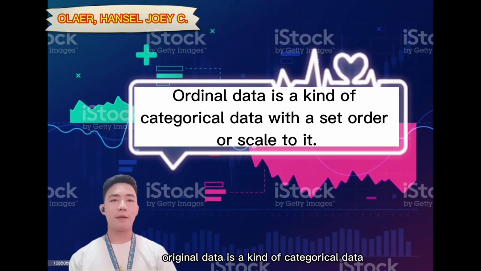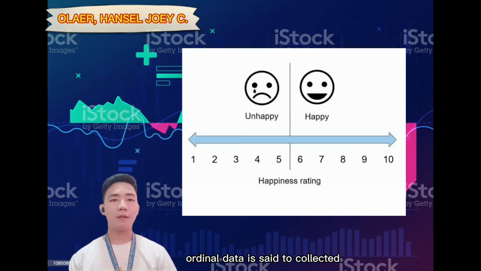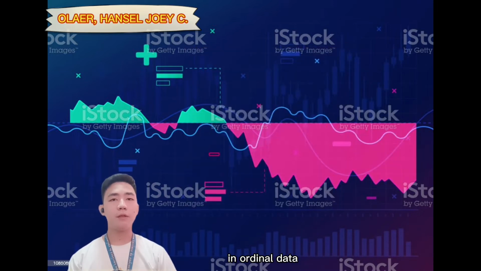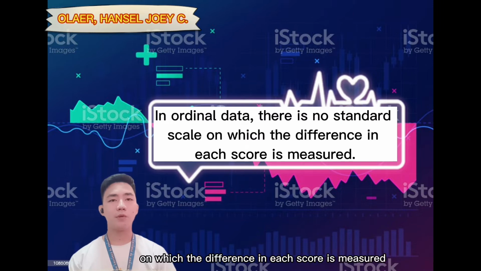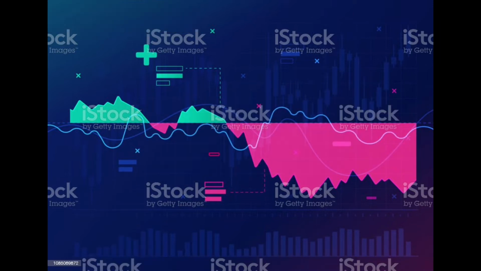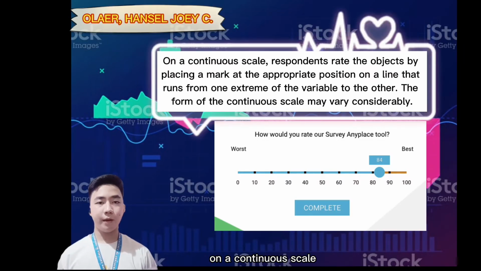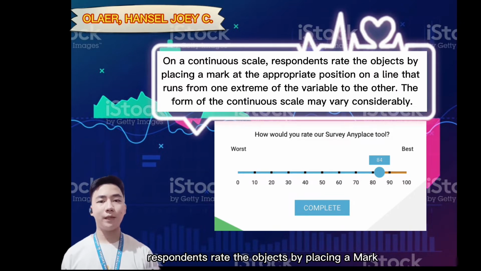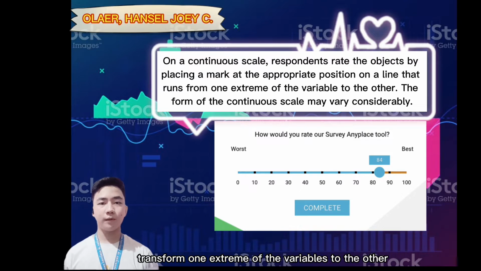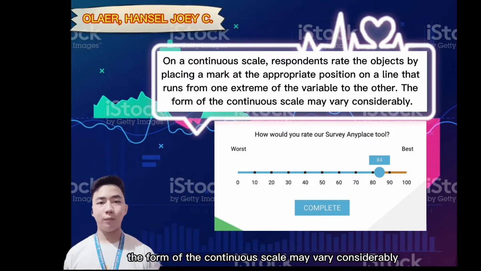Ordinal data is a kind of categorical data with a set order or scale. For example, ordinal data is said to have been collected when you ask someone to rate his or her financial happiness level on a scale of 1 to 10. In ordinal data, there is no standard scale on which the difference in each score is measured. On a continuous scale, respondents rate the objects by placing a mark at the appropriate position on a line that runs from one extreme of the variable to the other. The form of the continuous scale may vary considerably.